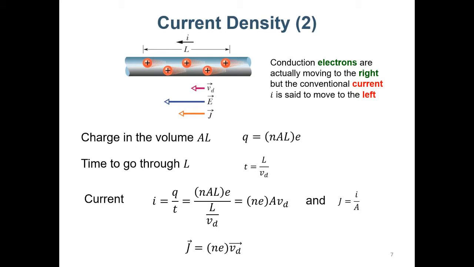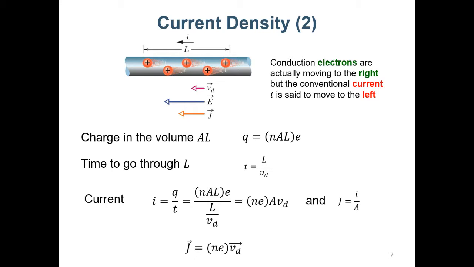So for this page, we try to see the current density in a microscopic view. We try to zoom in on the wire, and then we can see the electrons. Actually, conducting electrons are moving to the right, but the conventional current I is said to move to the left, as I mentioned in some pages before. So here we assume the current is going from right to left.